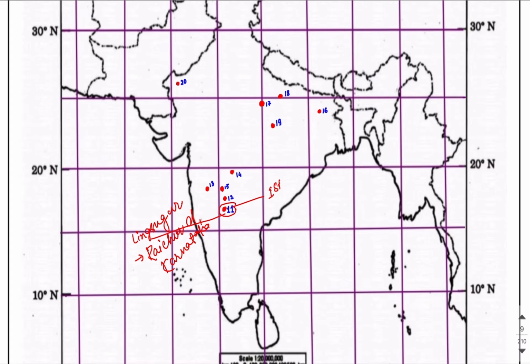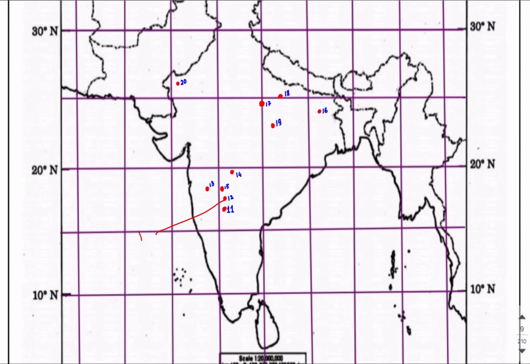If someone asks you the first Paleolithic site which was discovered in India, it is Lingsugur, right? So this is very important for you to remember. Now let us move on to the 12th, which is also present in Karnataka. Now you have to name it.